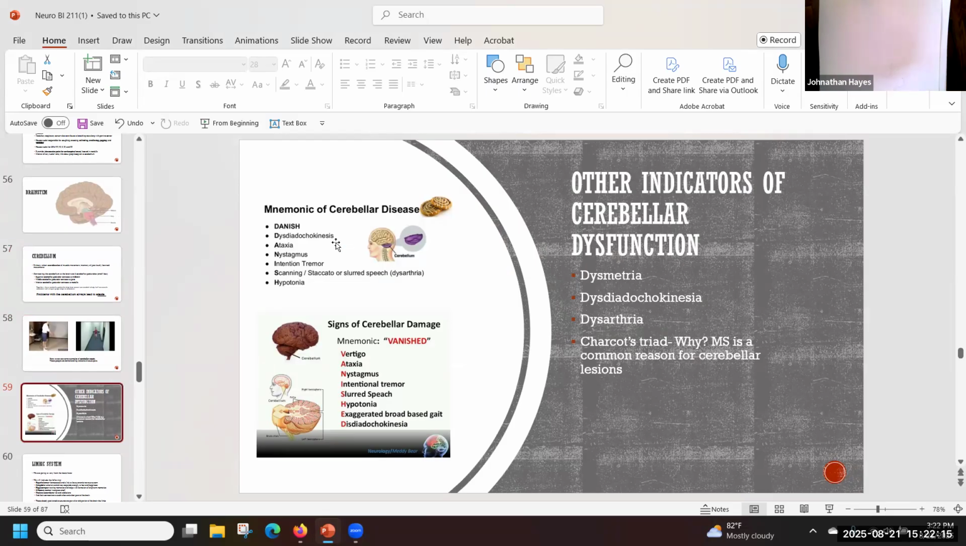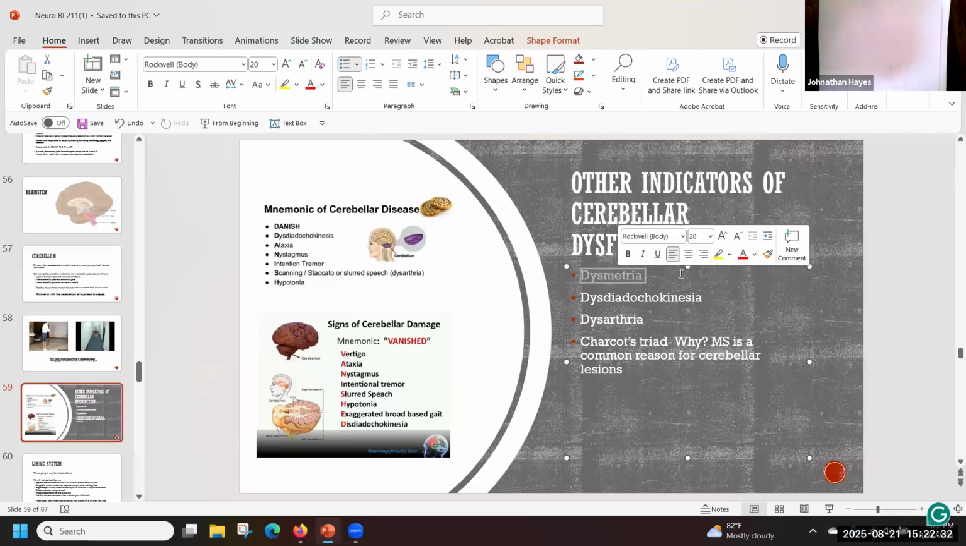So dysdiadochokinesia, ataxia, nystagmus, intention tremor, scanning speech. We mentioned that one earlier. One that I've mentioned to you before that I don't see on here. There it is. So dysmetria. I did write that down for you. I have mentioned that one a couple of times. The word dysmetria just means difficulty measuring something, and normally it's distance and trying to do hand-eye coordination.